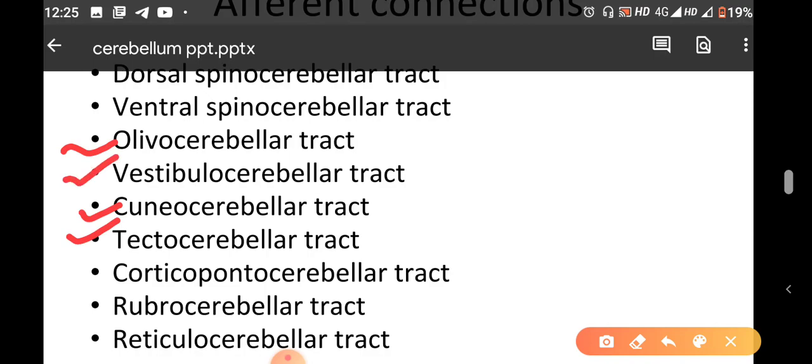Now, the vestibulocerebellar tract arises from the ipsilateral vestibular nuclei and carries information concerning the position and the movement of the head. It enters through the inferior cerebellar peduncle and conveys impulses to the vestibulocerebellum, that is the flocculonodular lobe, via deep cerebellar nuclei.